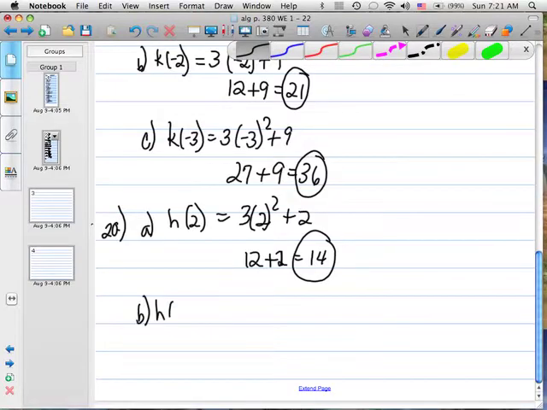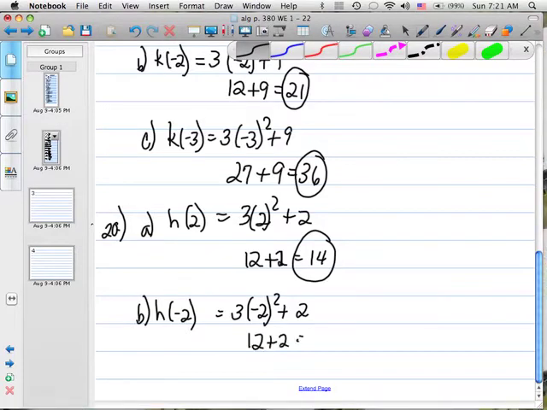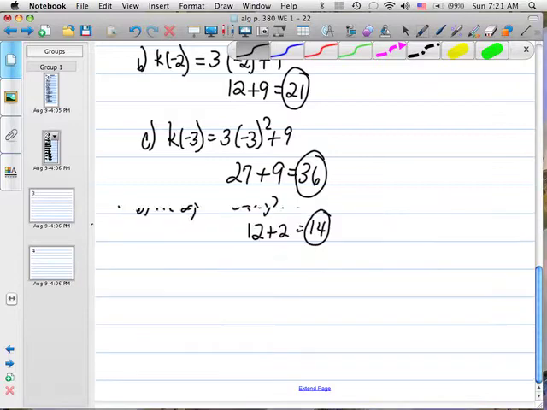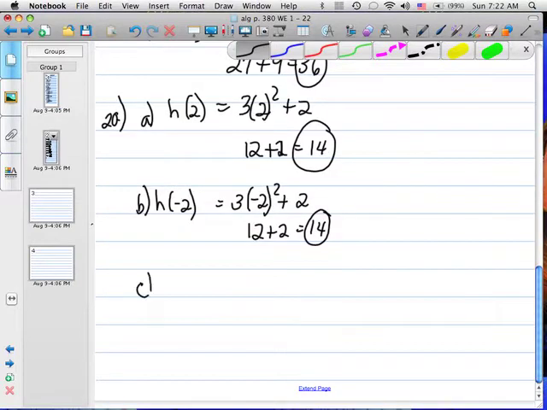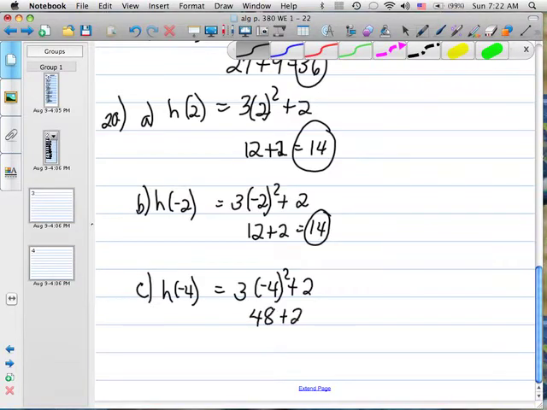Skip a line, B, h at negative 2. So it'd be 3 times negative 2 squared plus 2. Negative 2 squared is 4. 4 times 3 is 12. 12 plus 2 is again 14. Squaring keeps it the same. And C, h at negative 4. So it's 3 times negative 4 squared plus 2. Negative 4 squared is 16. 3 times 16 is 48. Plus 2 is 50.